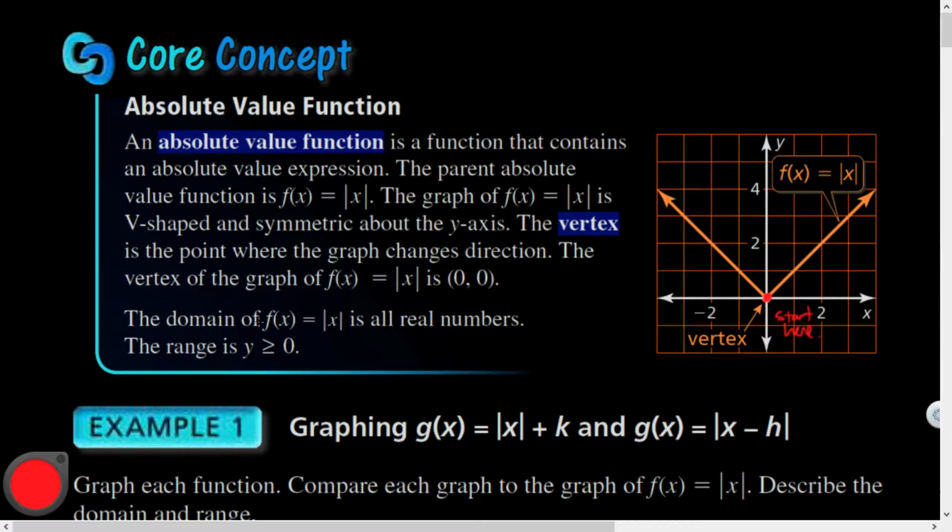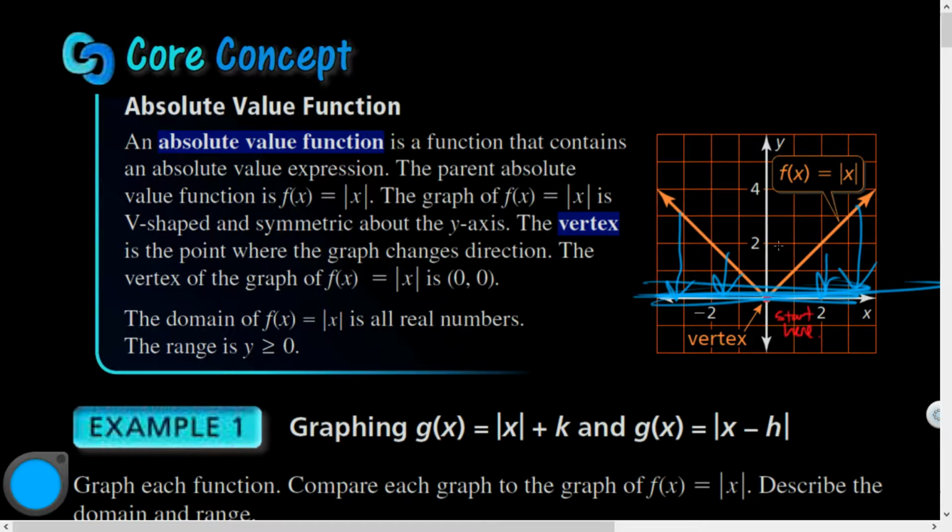Now how about this, domain and range? What was domain again? It's been a while. Domain are the possible x values. Possible x values. So for domain, if I was to take this entire graph and smoosh it down to the x-axis, it would exist everywhere, right? The entire x-axis would be covered in the corpse blood of an absolute value graph.